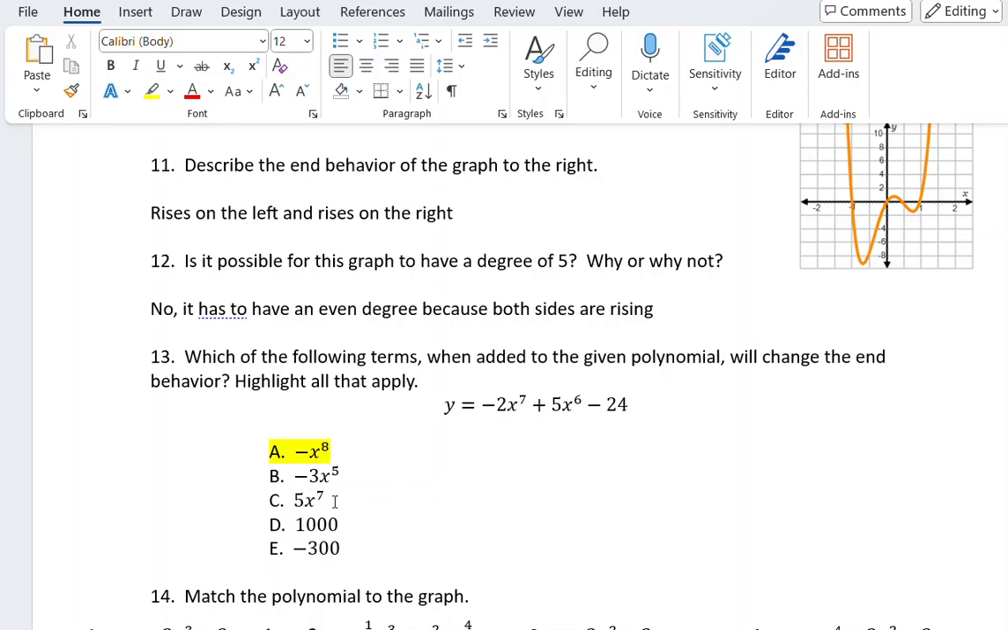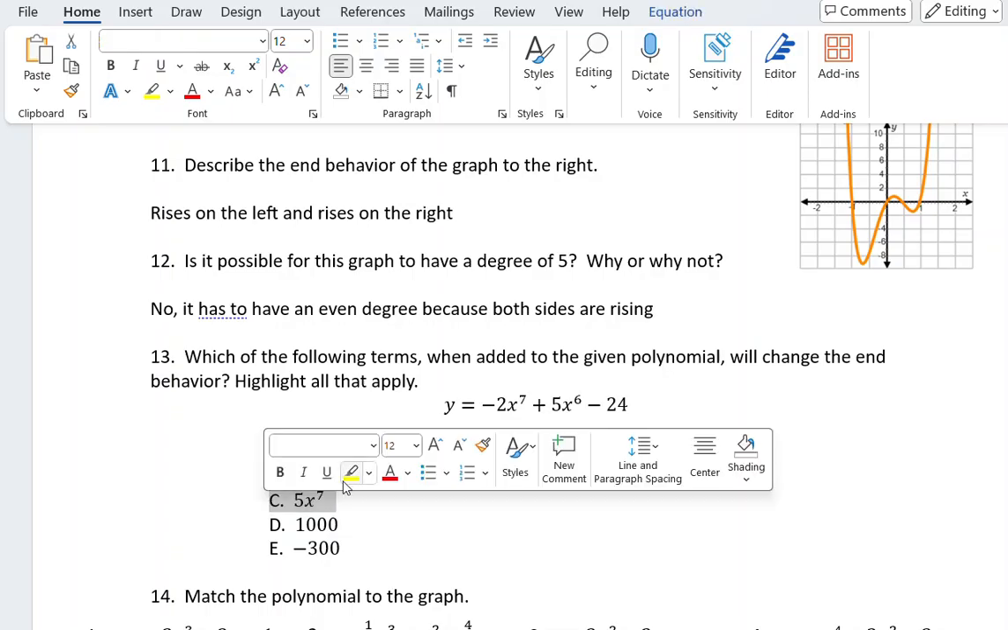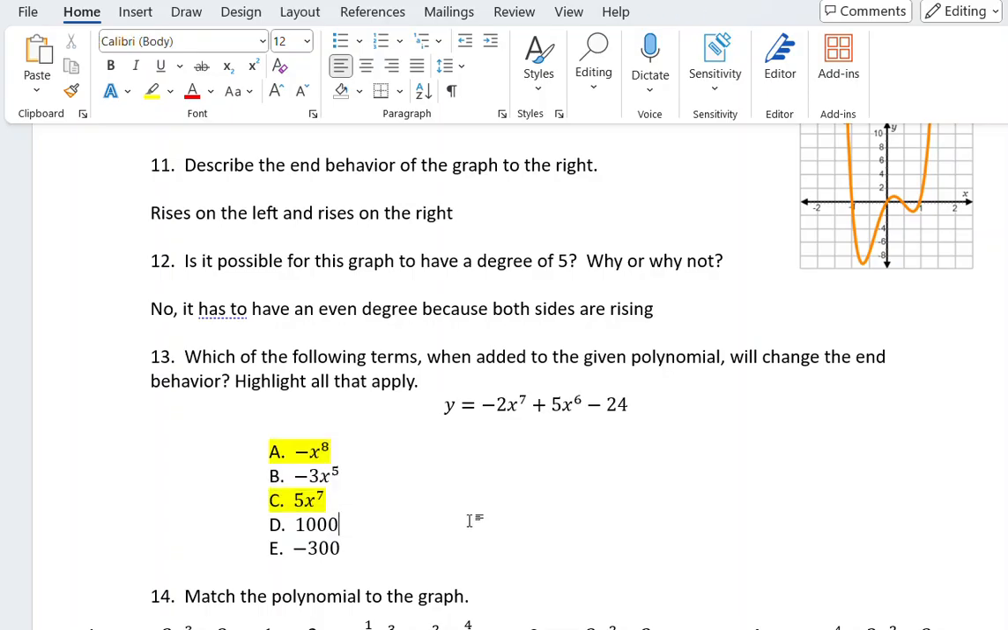C is going to change the end behavior because it won't change what the highest exponent is, but it will change what the leading coefficient is. It will change from negative to positive. So if it changes from negative to positive, that's going to change which direction the arms of the graph are pointing. D, even though 1,000 is a pretty large number, is not going to change the end behavior because it's not going to change, again, the degree or the leading coefficient. And E, same thing, will not change the degree or the leading coefficient. So my choices are A and C.